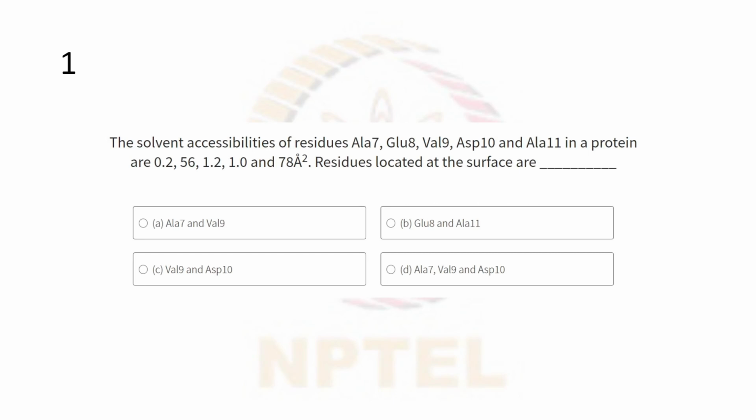So given the solvent accessibilities of residues, based on which residues are more accessible to the solvent, the residues which have more solvent accessibility are with value 56 and value 78, which are glutamine 8 and alanine 11.